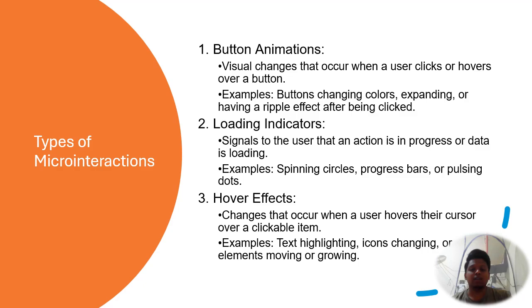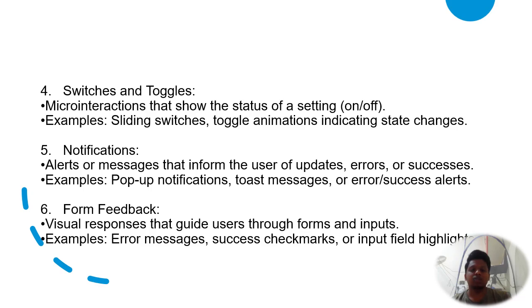Next is hovering effect: changes that occur when a user holds their cursor over clickable items. Example, text highlighting, icon changing, or an element moving and growing. Next is switches and toggles, micro interactions that show the status of a setting, on or off. Example, switching and toggle animations including changing states.